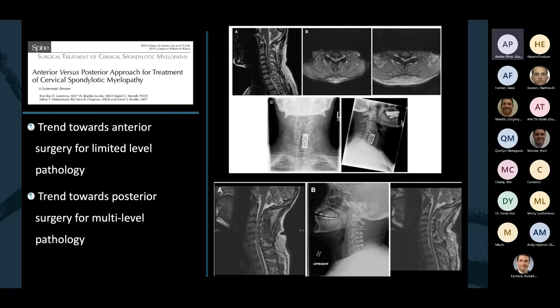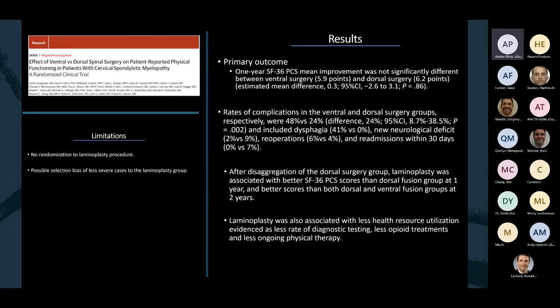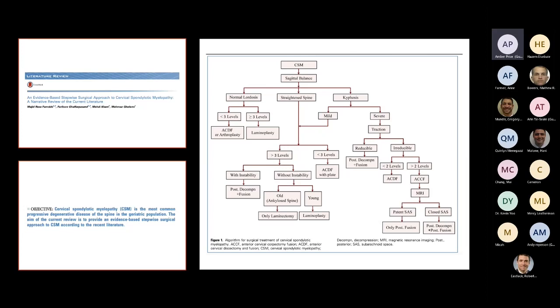surgery for multi-level pathology. And this was actually a randomized controlled trial that compared the two types of surgery. And ultimately, they found that the outcomes were very similar. The complications differed. And in this paper, laminoplasty was associated with less health resource utilization. So have an algorithmic approach to whatever you're doing.